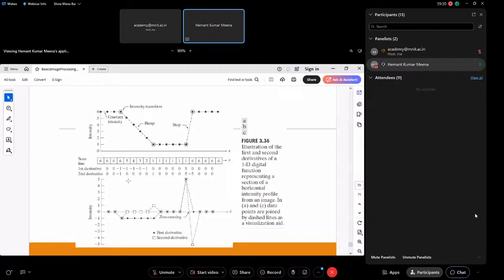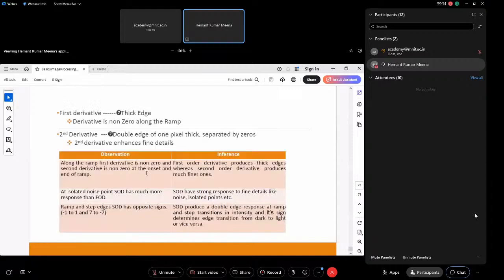फर्स्ट ऑर्डर डेरिवेटिव ही था. So with the help of this, you are able to find out the thick edges.